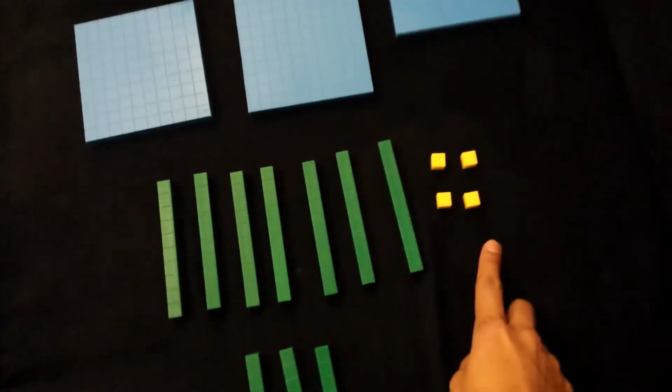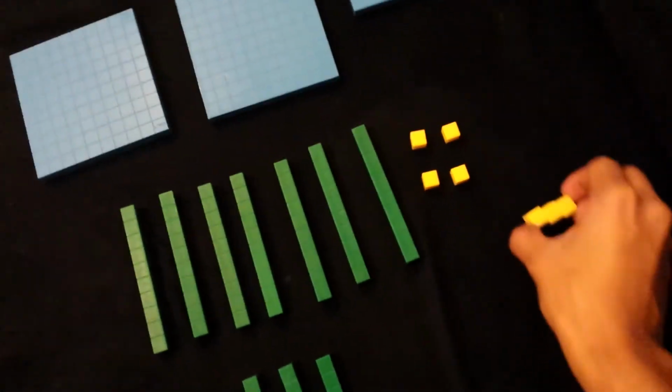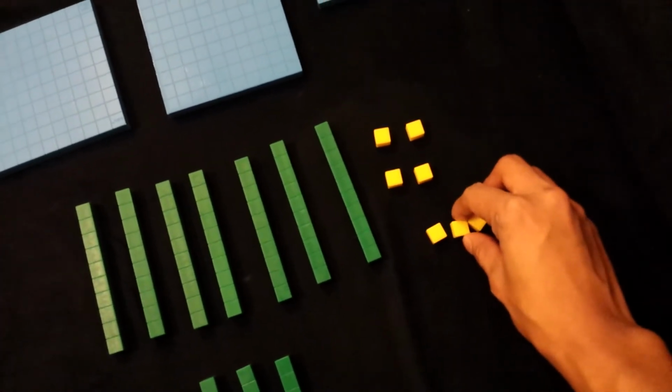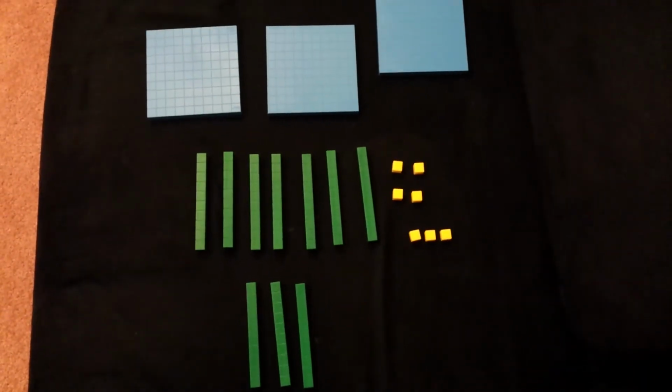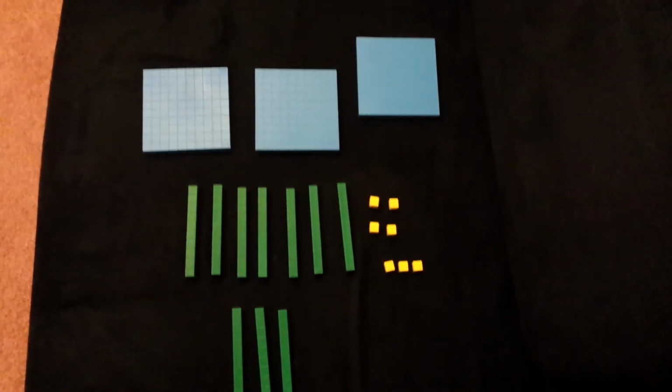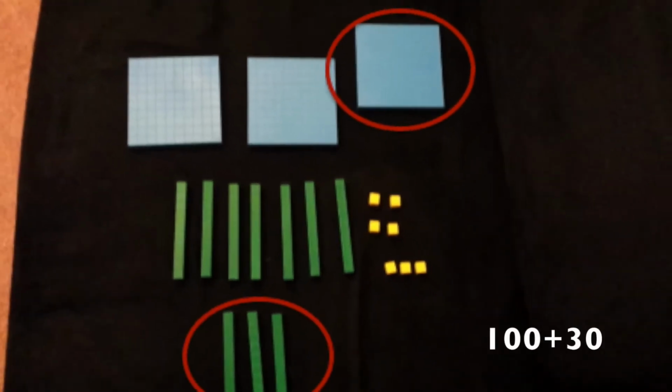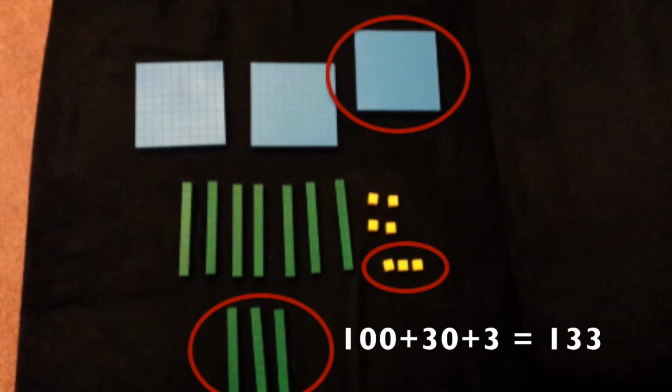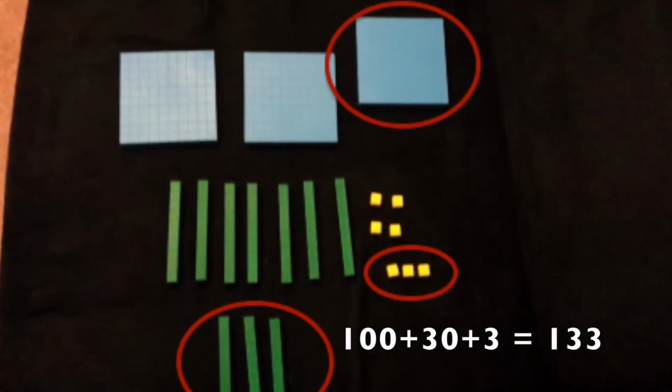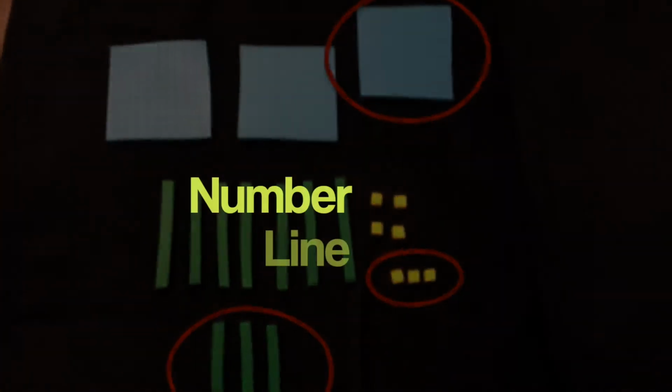Now to get to 407, I know I only need to add 3 more. And now I have 407. All in all, we have added 100, 30, and 3, or 133, which is also our difference.